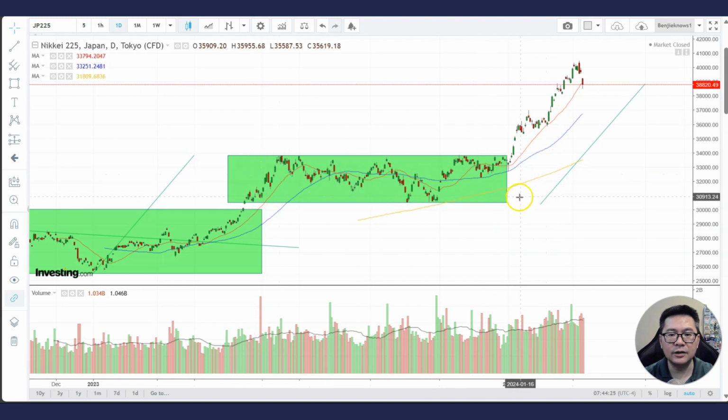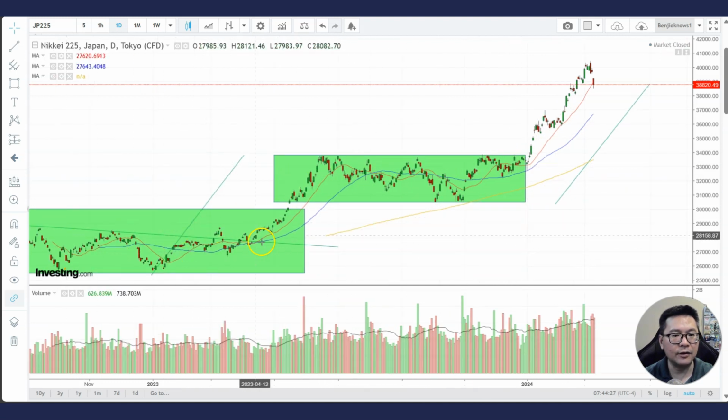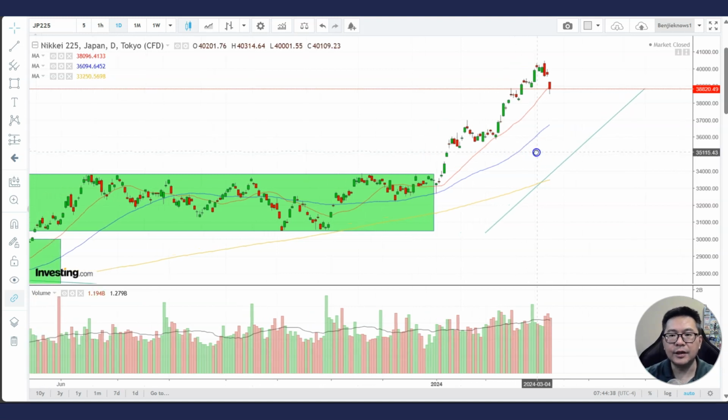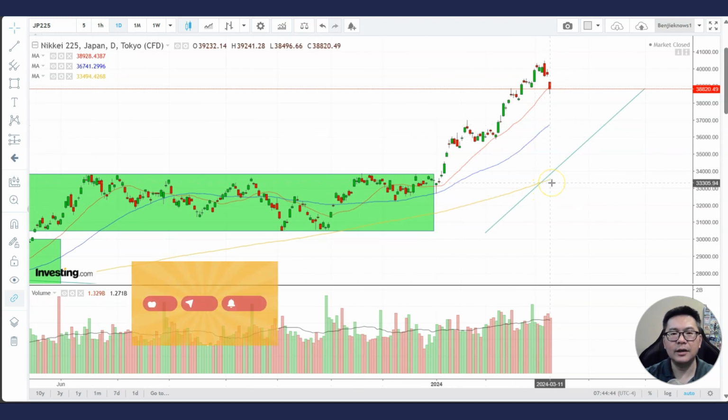unless it blows past all this support area. Here's a very large support area, which it needs time to overcome. So continue to stay bullish on the Nikkei, right? As long as it's above the 50 MA and 200 MA.